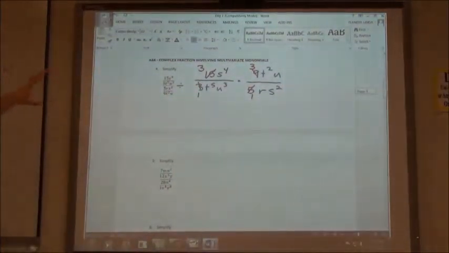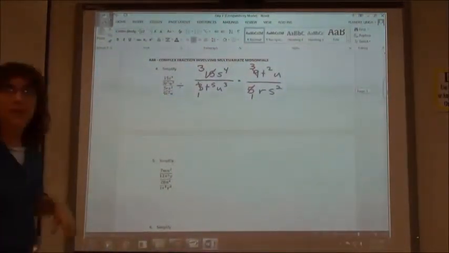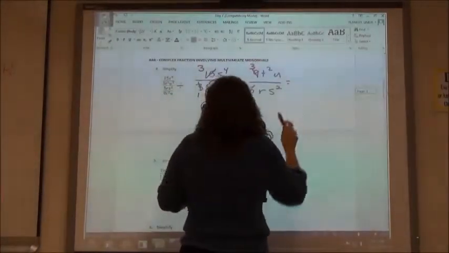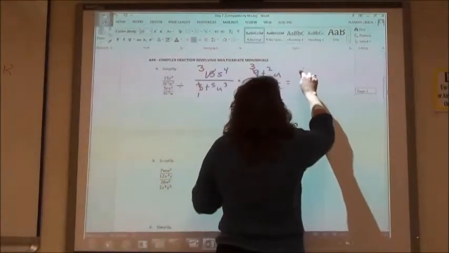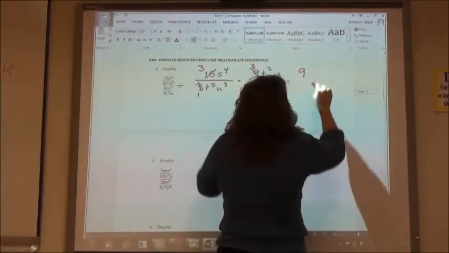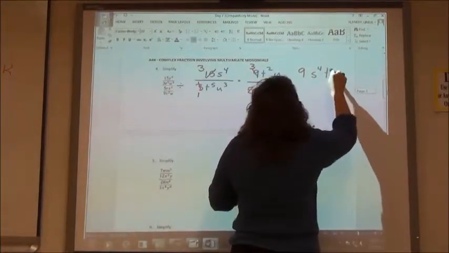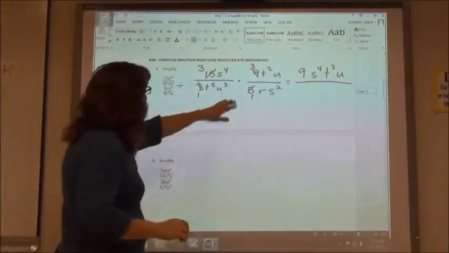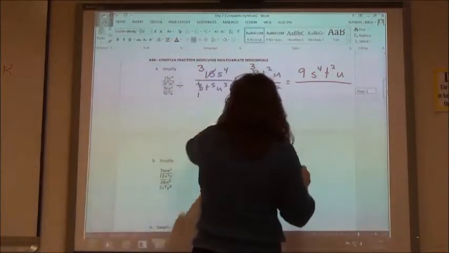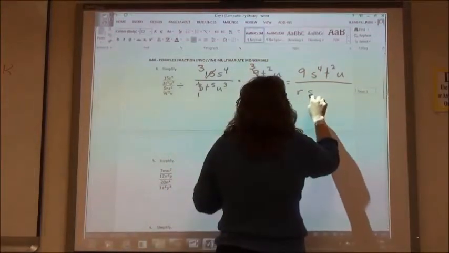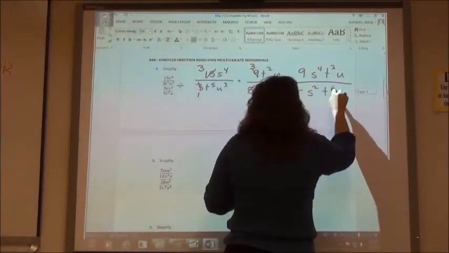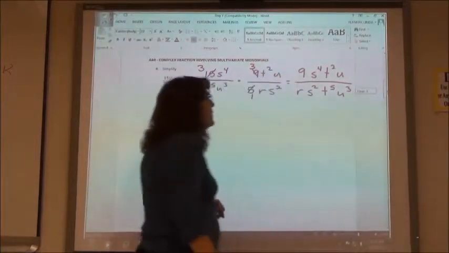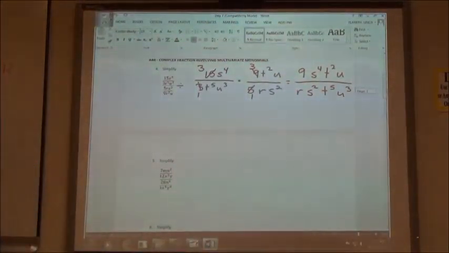I then like to multiply across the top and across the bottom just so I can combine stuff and rearrange stuff. I have a 3 times a 3, which is 9. And I have an s to the fourth, a t to the second, and a u. On the bottom, 1 times 1, so I don't need that. If I put them in order, I have an r, an s to the second, a t to the fifth, and a u to the third. Again, you don't have to put them in order, but it looks nice when you try to rearrange them.